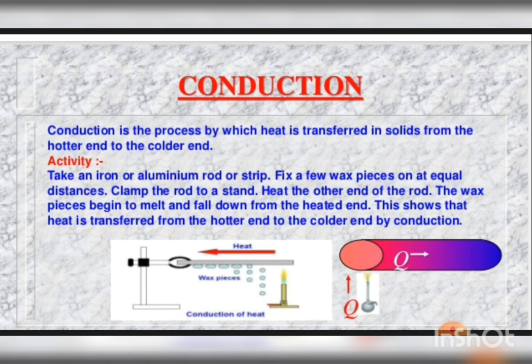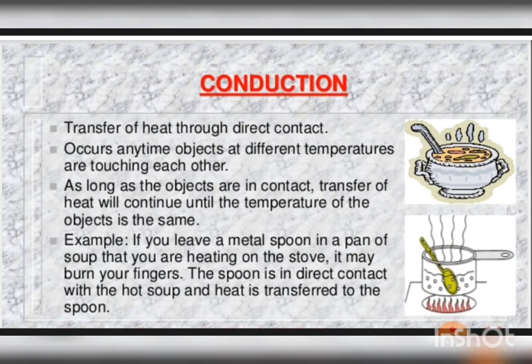What is the proof? This proves that heat is transferred from the hotter end to the colder end. The hotter end is where you started the heating, where your flame is. That is the hotter end, and the heat is transferred from there to the colder end. This is called conduction. This is an example. Conduction is mainly transfer of heat through direct contact.